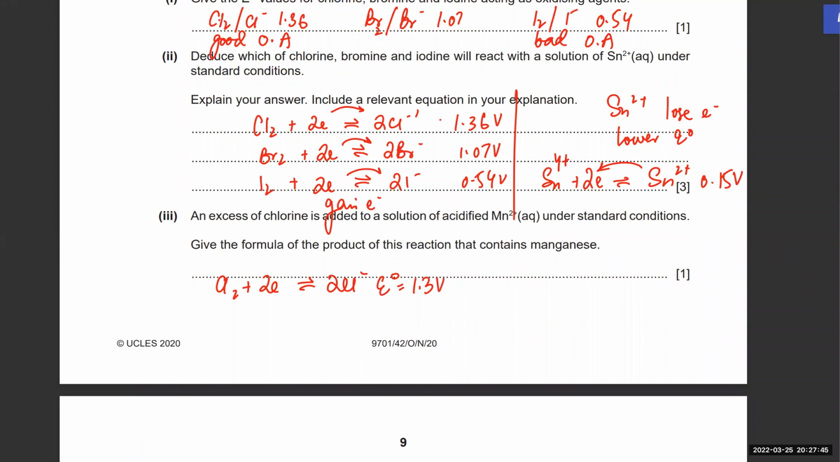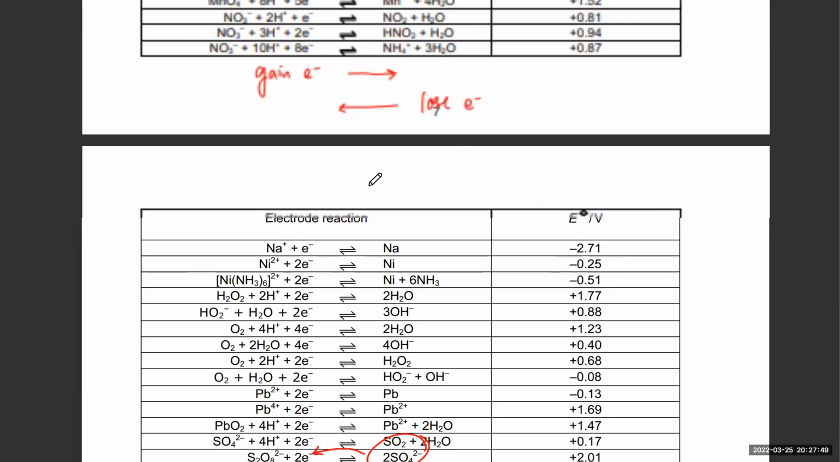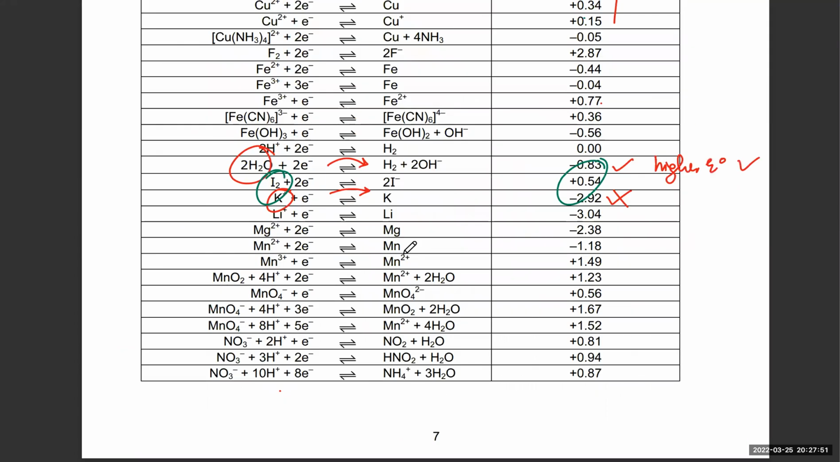So Mn2+, I don't know what's going to happen to Mn2+. So I'm going to look for equations for Mn2+. There's one, Mn2+ with Mn3+. There are two of them actually.